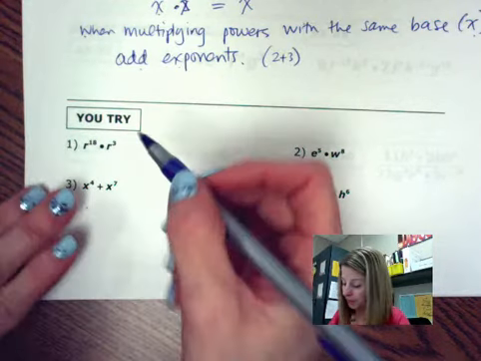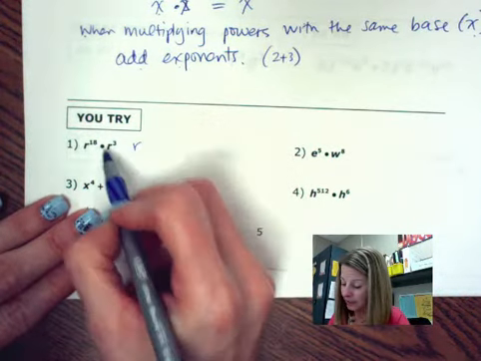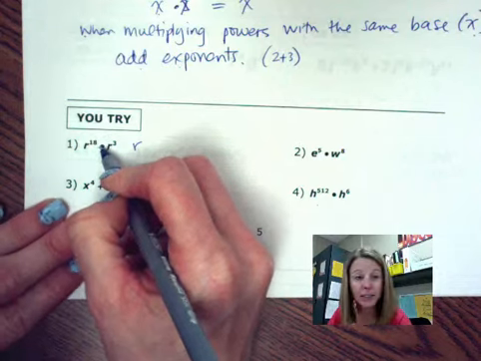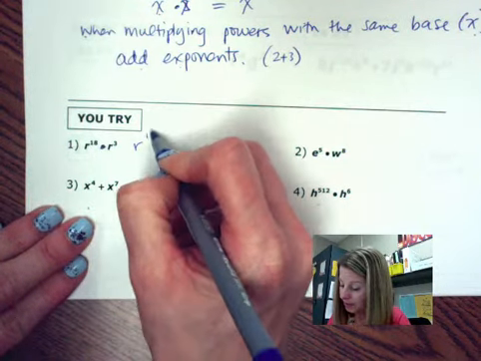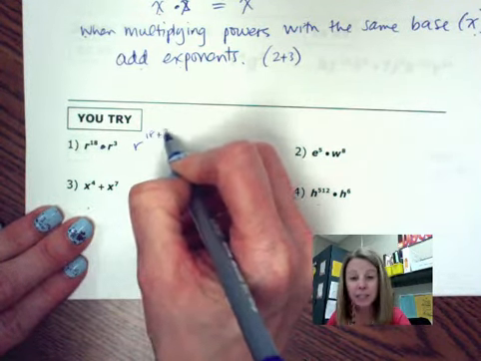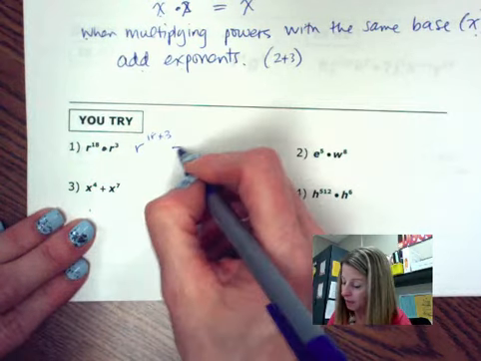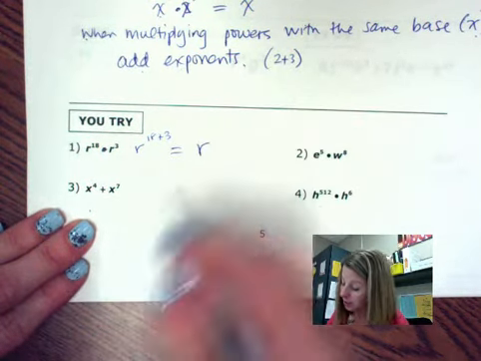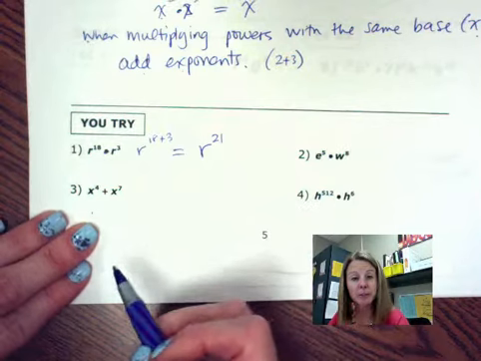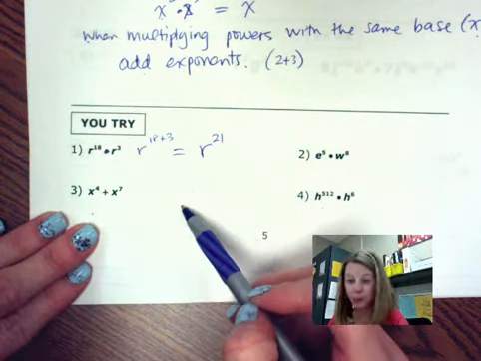Okay, let's check your work here. R to the 18th times R to the 3rd. I recognize multiplication here, so I can just do R to the 18 plus 3 power. When I do 18 plus 3, I get 21. So when I simplify this, I get R to the 21st power.